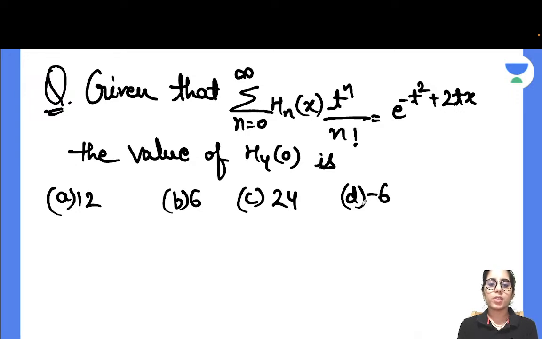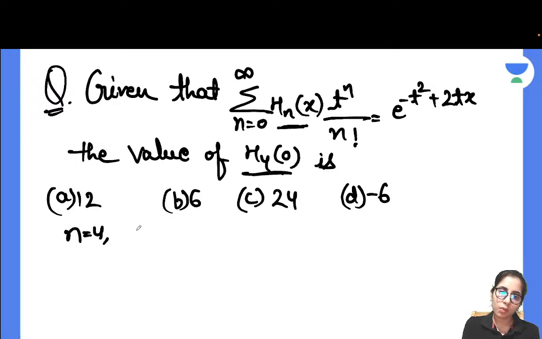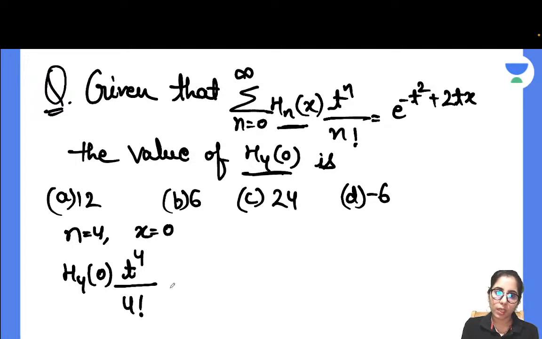Given that summation n is equal to 0 to infinity, H n x t to the power n over factorial n is equal to this. So what is H for 0 value? If you compare H n x with H 4 0, you will get n is equal to 4 and x is equal to 0, right? So you will have H 4 0, t to the power n over factorial n, which is going to be your 4 there and factorial 4. It is equal to e to the power negative t square. What is t? That's H n x we had. There was no particular value of t given, so we're just going to keep it the same.